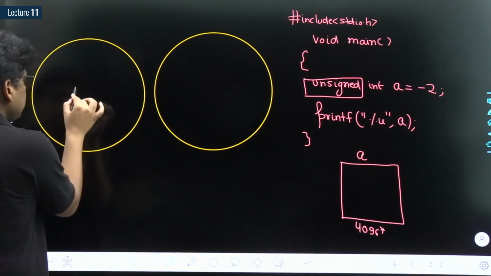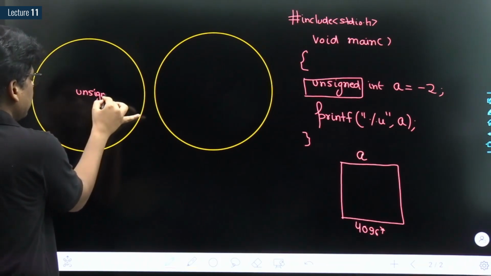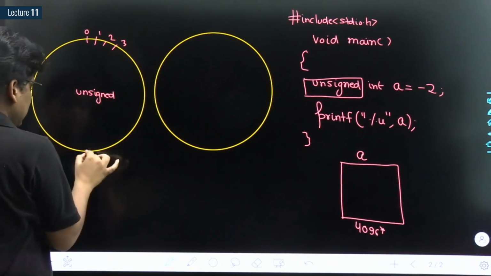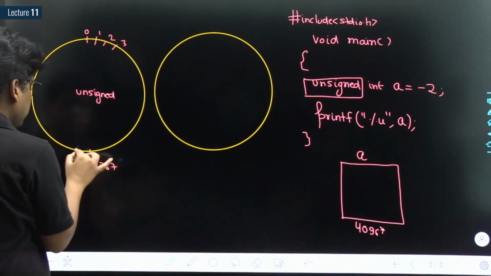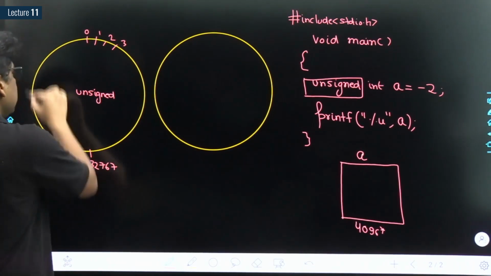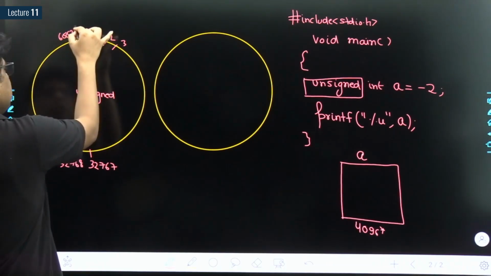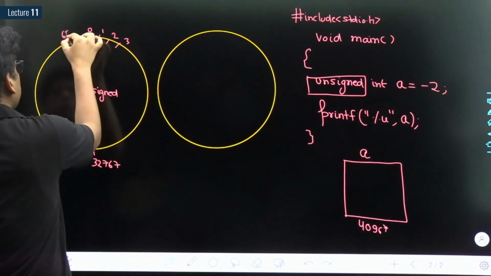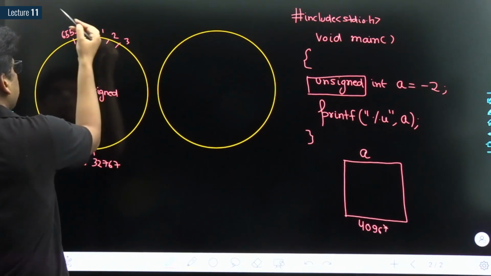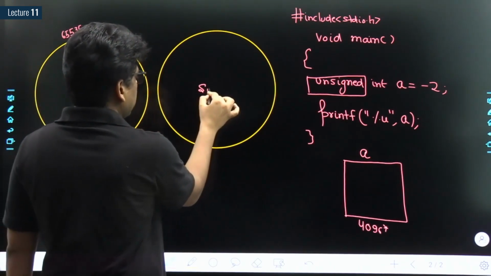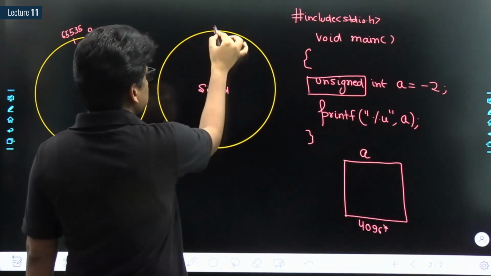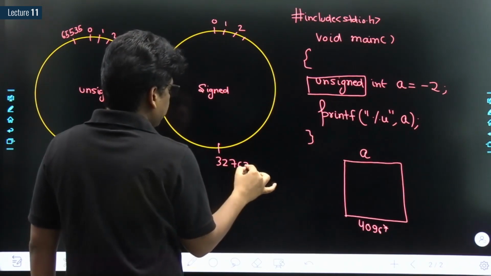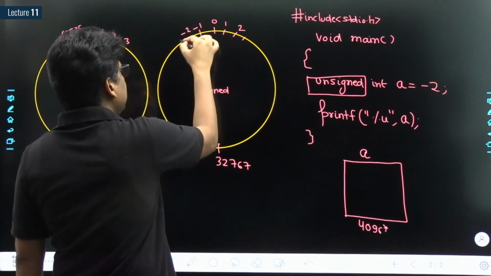So, if this is unsigned, then the values start from 0 and go till 65535. But if it is signed, the range is, in the same way, the half circle is the same, and it goes in the anti-clockwise direction.